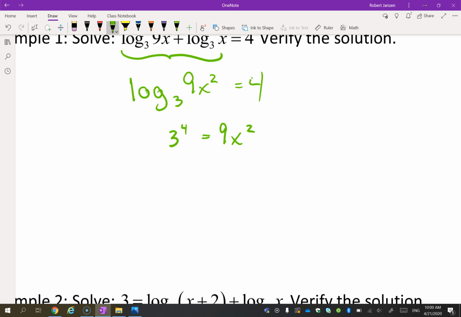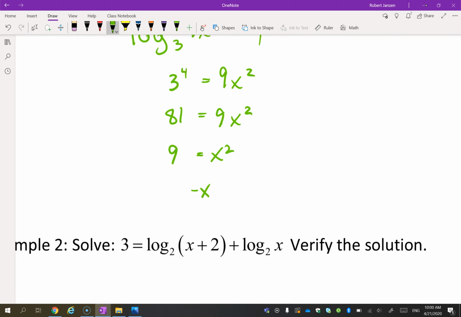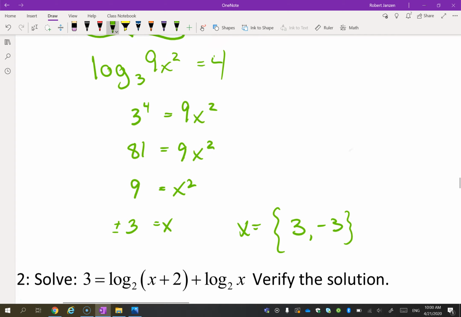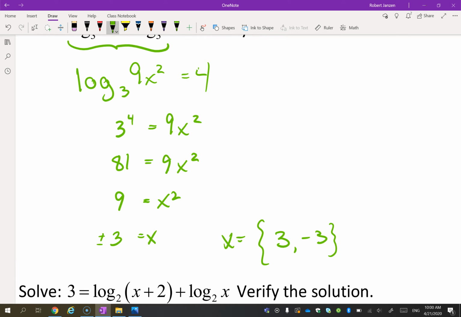So 3 to the power 4, well, 3 times 3 is 9 times 3 is 27, times 3 is 81. If I divide both sides by 9, I get 9. And then what is x? It's plus or minus 3, because the root of 9 is 3. Okay, so what I'm going to do is write my answers like this. And I'm writing them separately because now what I have to do is go check. Okay, are these both okay?